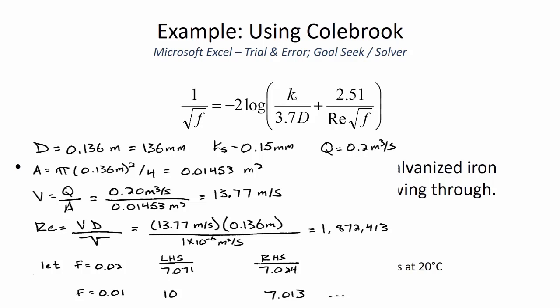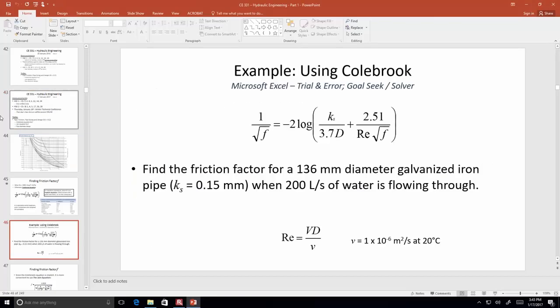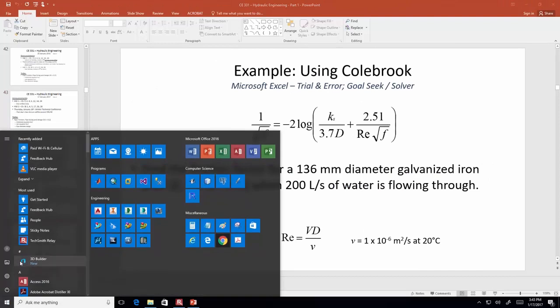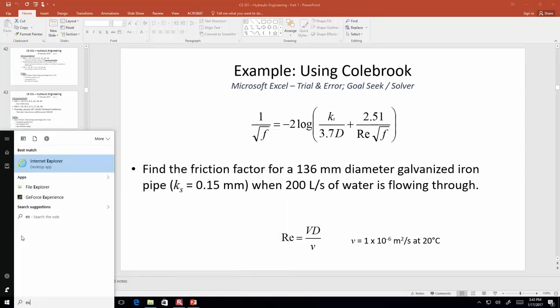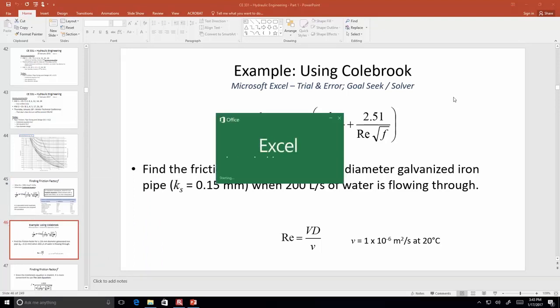But actually going from 0.02 to 0.01 made the difference bigger rather than making the difference smaller. So maybe I should try a bigger F value. Now this is really inconvenient to do with a calculator by hand, but it's simpler to do when we use Excel. So if you'd like to follow along, I'm just going to start up Excel and try the same thing, a trial and error approach of solving the Colebrook equation.